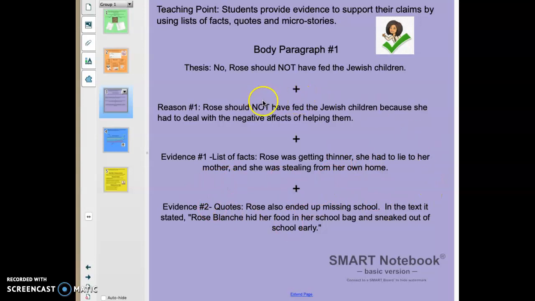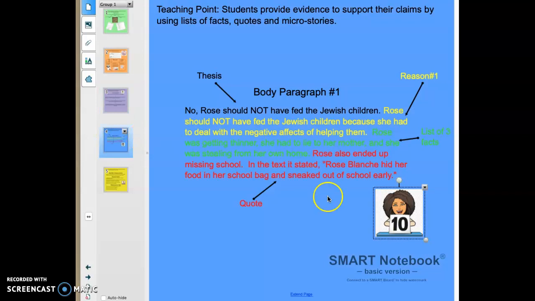So here's my thesis, my reason one, my evidence number one, and my evidence number two to support reason number one. And I took all of these pieces and added them together to get my body paragraph number one. Here's my example, all pieced together now. No, Rose should not have fed the Jewish children. Rose should not have fed the Jewish children because she had to deal with the negative effects of helping them. Rose was getting thinner, she had to lie to her mother, and she was stealing from her own home.